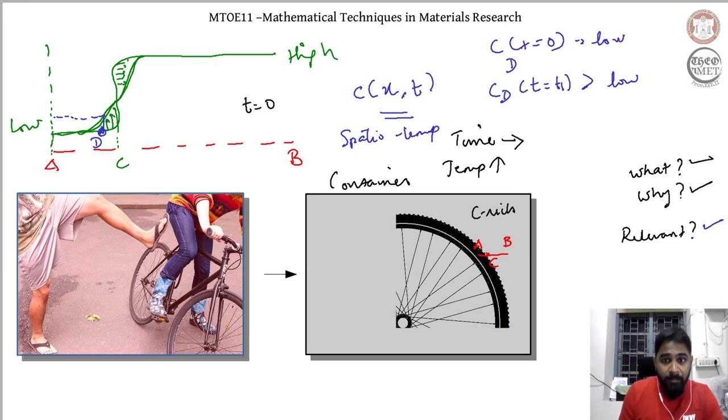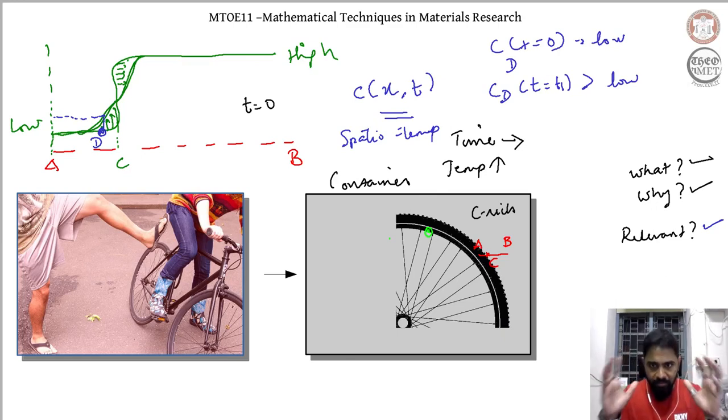So spatiotemporal variable means a variable that changes both with position and with time. Now, in order to understand the relevance of ascertaining the concentration at a different position and different time, let us consider a position that is at the end of my rim. When I'm tracking the carbon concentration at this point here, what I would observe is a gradual increase in the carbon concentration with respect to time.